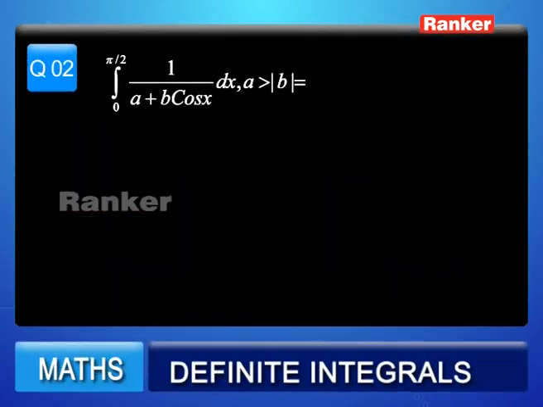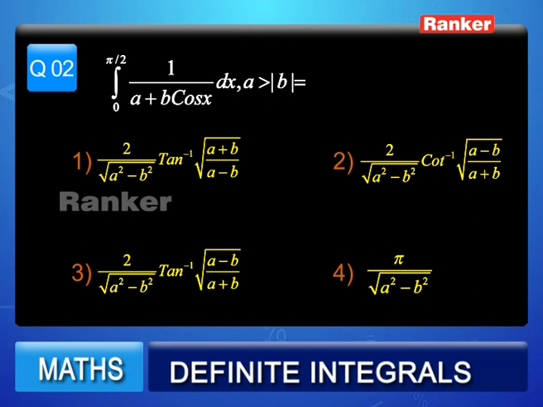Let us move on to question number 2: integral 0 to pi by 2 of 1 by a plus b cos x dx, where a is greater than mod b, is equal to, first option 2 upon root over a square minus b square into tan inverse of root over a plus b by a minus b. Second option 2 by root over a square minus b square into cot inverse of root over a minus b by a plus b. Third option 2 by root over a square minus b square tan inverse of root over a minus b by a plus b. Fourth option pi by root over a square minus b square.